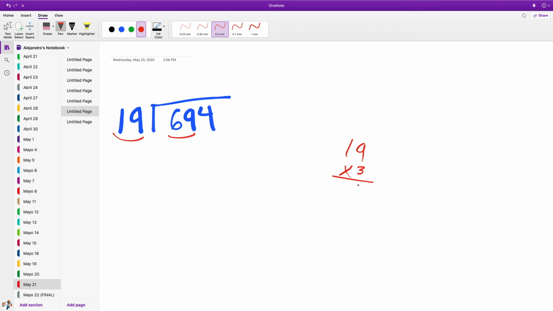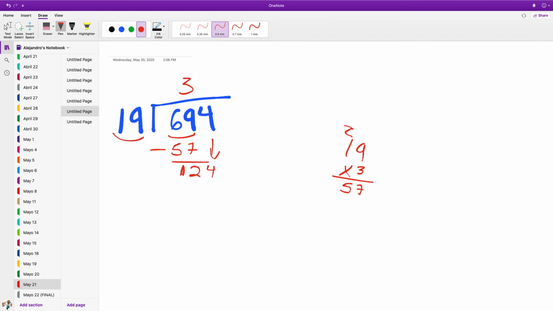3 times 9 is 27. 3 times 1 is 3, plus 2 is 5, 57. Yeah, I think that's a good guess. So 57 right here. I do my subtraction. 9 minus 7 is 2. 6 minus 5 is 1. I bring down the 4.